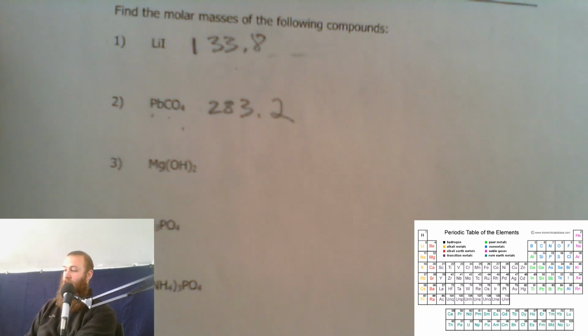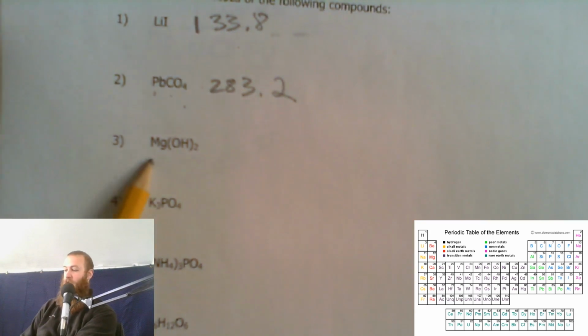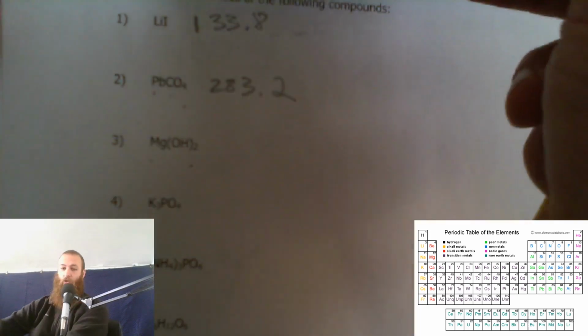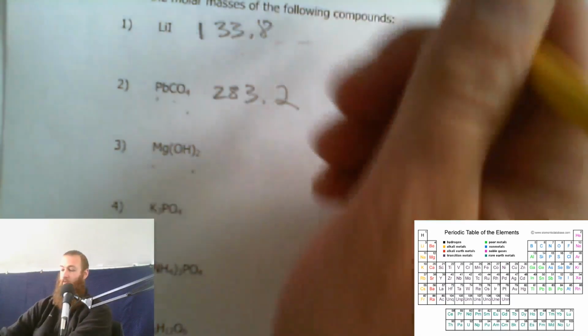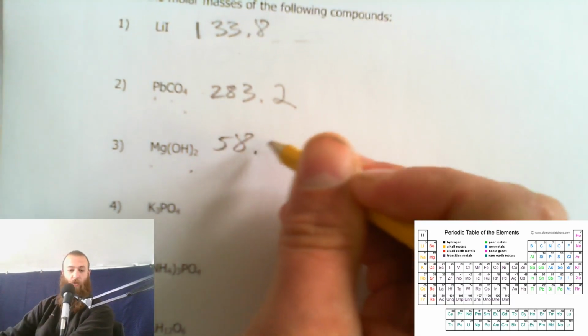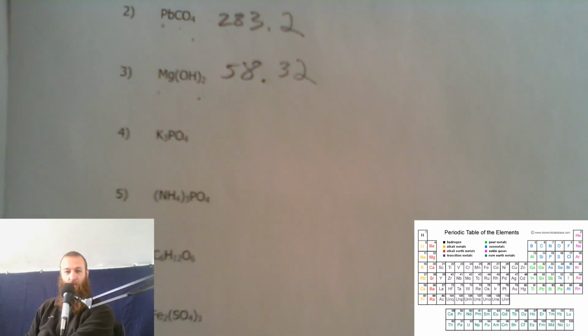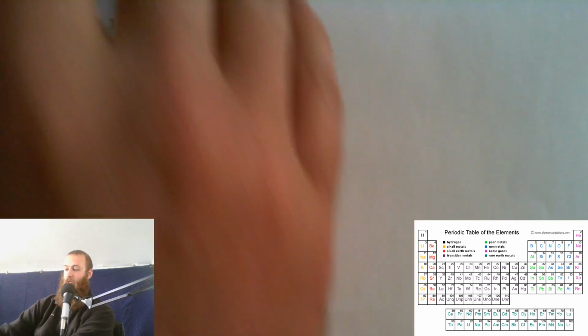Now, the next one might be a little tricky. We have to really focus on this one. You have 1 magnesium, but you have 2 oxygens and 2 hydrogens. And when you add them up, you should get, that doesn't make much sense. Let's see here. Magnesium, 24, 32. Yeah, okay. So you should get around 58.32 something. Okay. You guys should be checking your work, and hopefully you tried this yesterday.